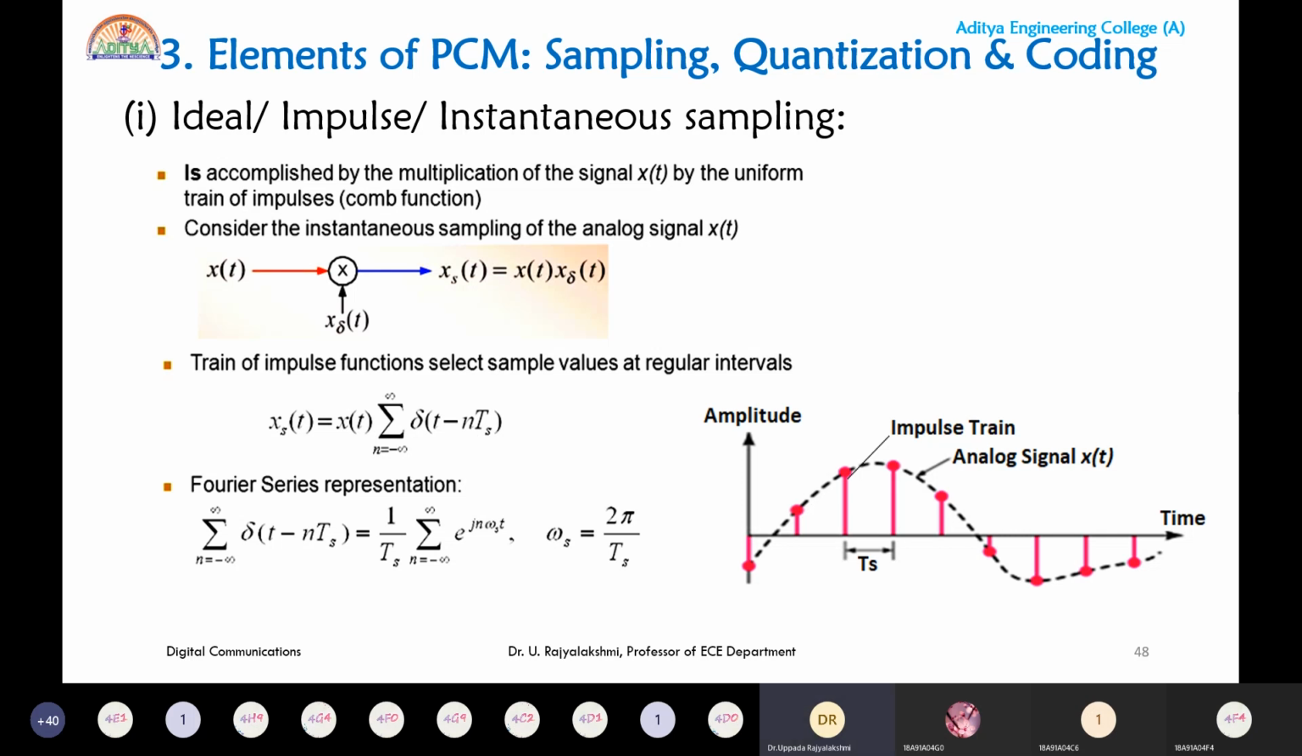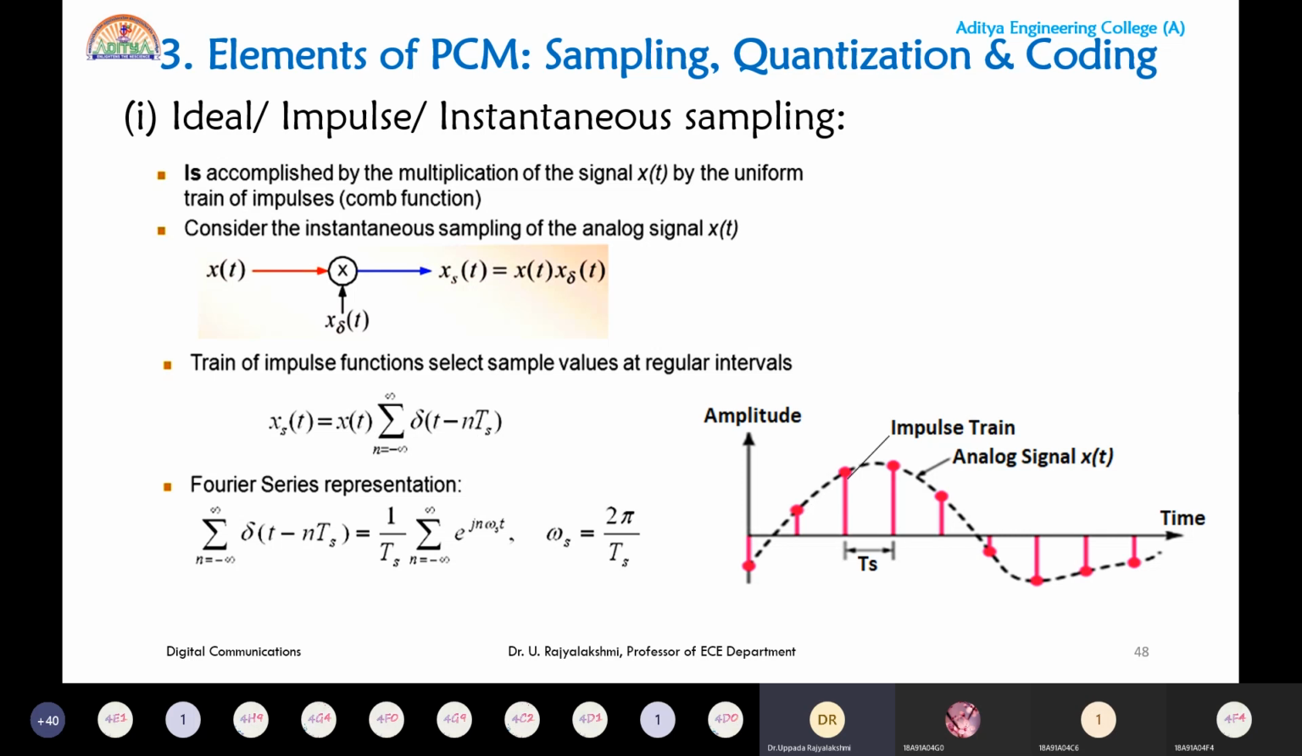Now, what is the output here? Xs of t, which is nothing but the sample signal. Which sample signal? The ideal sample signal. Now, why is it called instantaneous sampling? Why are we calling this an instantaneous sample? Because the output of the ideal sampling occurs only at instantaneous levels.